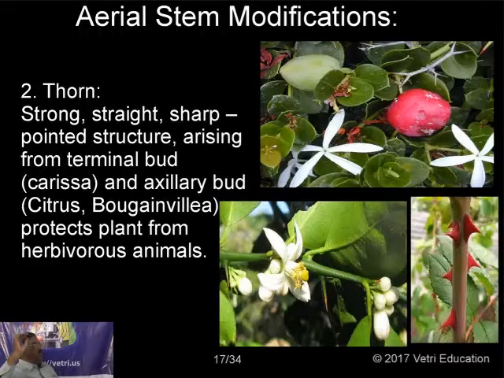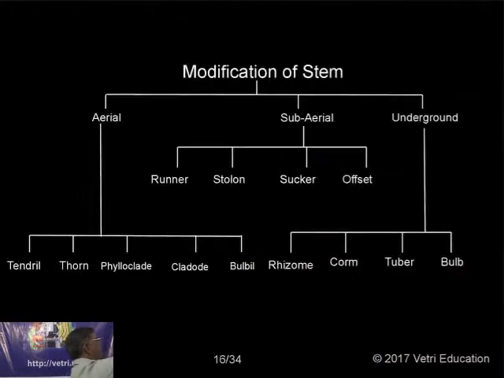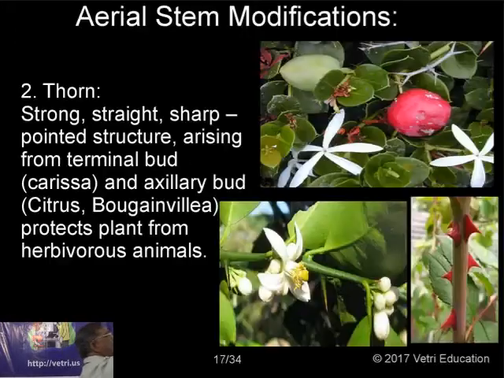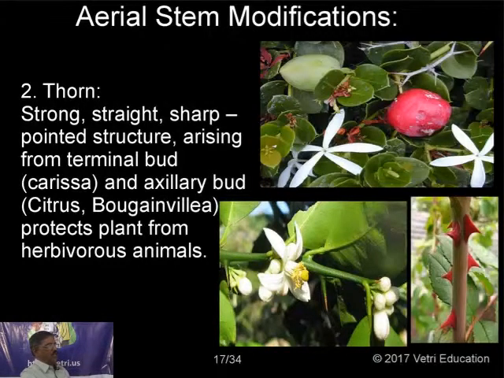So regarding the aerial modifications, we have thorns and tendrils, already discussed. The terminal bud or axillary bud may be modified into a tendril, like in scissors, etc. In scissors, the terminal bud is modified. In Passiflora, the axillary bud is modified into tendrils. The second one, you have thorns.